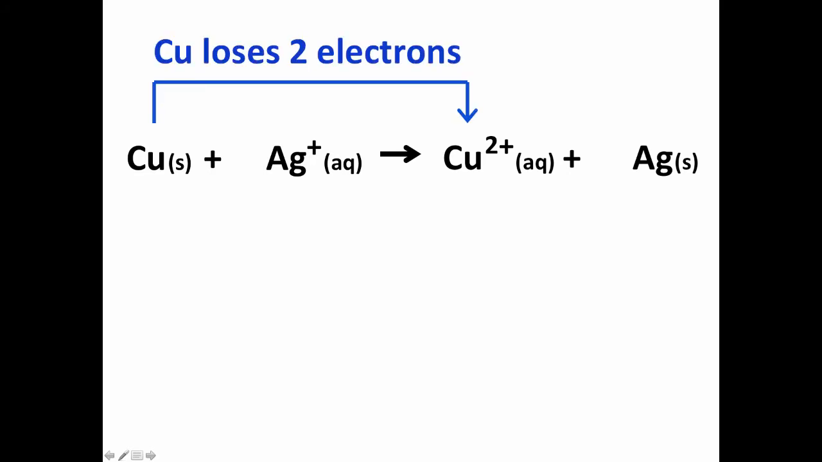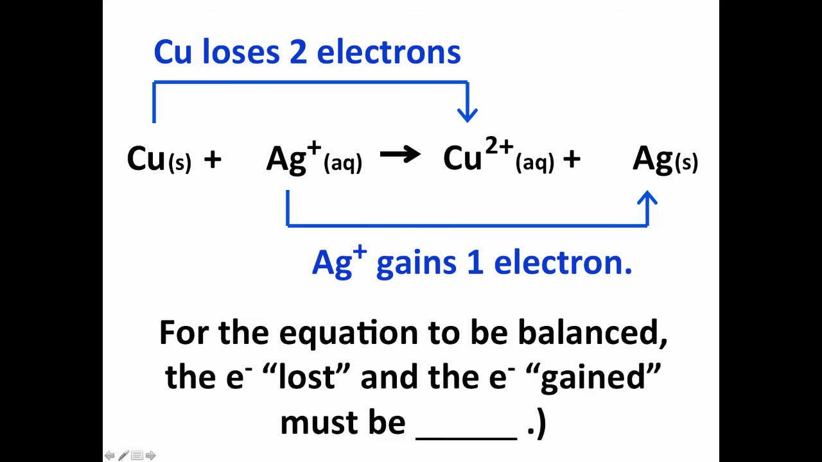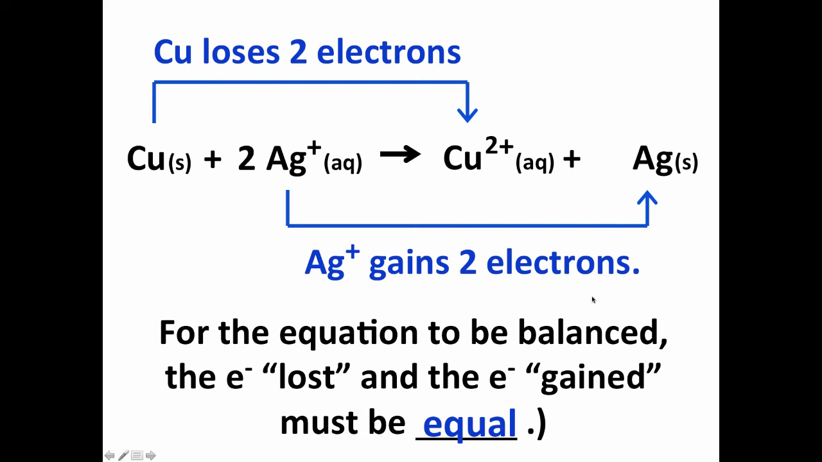Another thing to note about this reaction is that the copper loses 2 electrons to become the copper 2+ ion, but the silver ion appears to only gain 1 electron to become silver metal. We can't have electrons just disappear, or appear out of thin air. So the electrons that are gained and the electrons that are lost have to be equal to each other. If copper loses 2 electrons, they're gained by something else, in this case the silver. Since an individual silver ion gains 1 electron to make silver metal, for a gain of 2 electrons we must have 2 silver ions, each gaining 1 electron to make 2 silver atoms. So we now have a balanced net ionic equation for this oxidation-reduction reaction.